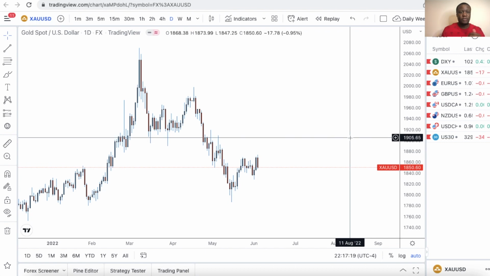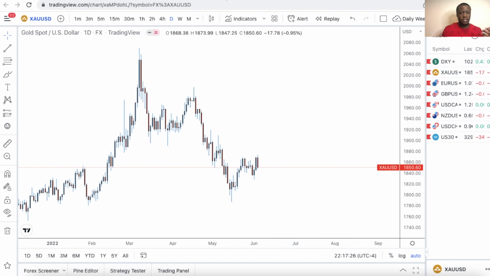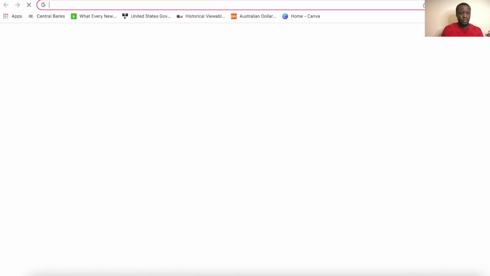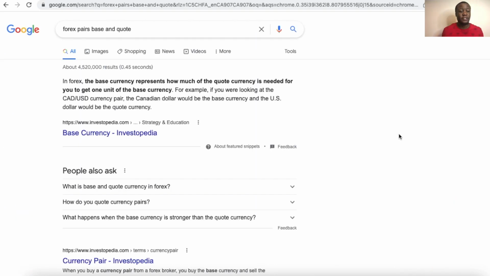I'm not gonna go into the whole what a pip is and all that, but I will give you what a currency pair is, so at least you have that knowledge to begin with. In a quick Google search, it'll tell you the base currency represents how much of the quote currency is needed for you to get 1 unit of the base currency. For example, for the CAD USD currency pair, the Canadian dollar would be the base currency, and the US dollar would be the quote currency.